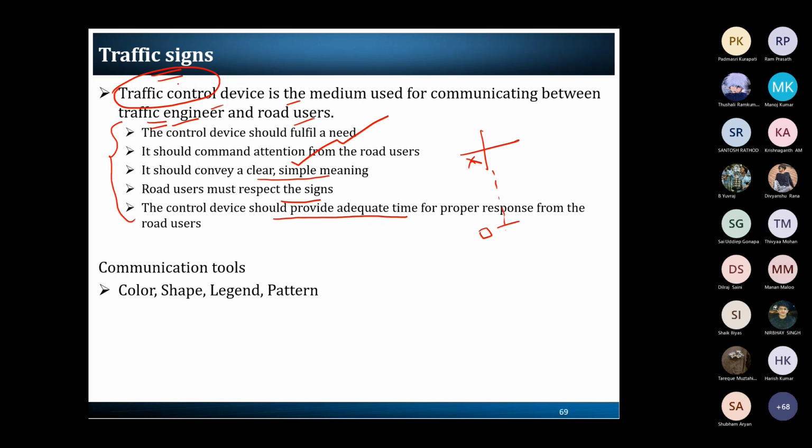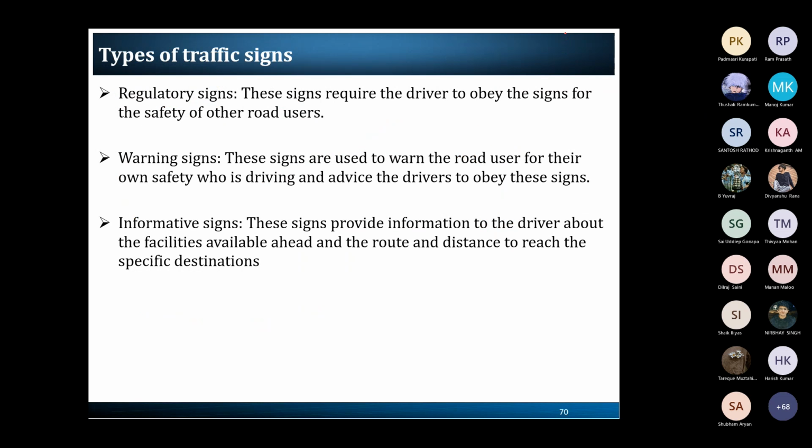The first one is the traffic sign. It has the color, the shape, the legend we provide, and different kinds of patterns also. These are the communication patterns, and you are aware that there are three types of traffic signboards. One is the regulatory sign, the second is the warning sign, and the third is the informative sign. The regulatory sign is a mandatory signboard. You must obey what it shows.